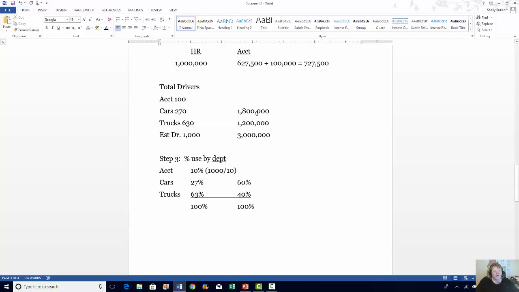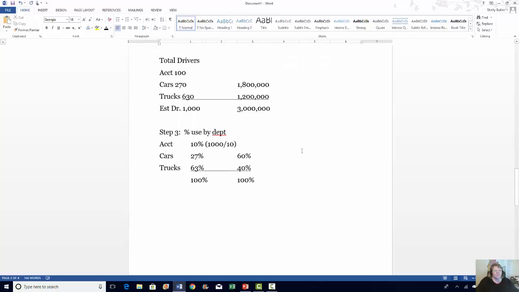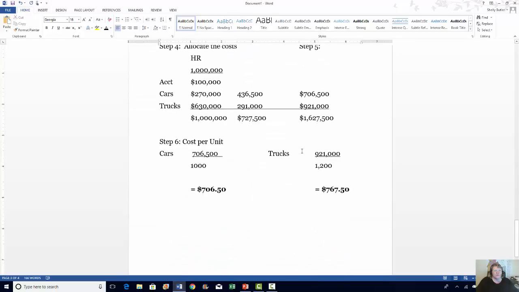So 1.8 million is 60% of 3 million. And 1.2 million is 40% of 3 million. And you're just trying to figure out the percentages so that you can allocate a certain percent of the service overhead to your item, to your production department, cars and trucks.